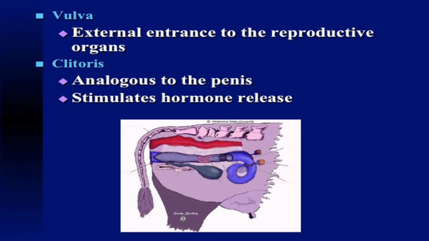The vulva is the external entrance to the reproductive tract, and then the clitoris, which is similar to the penis, and it stimulates hormone release as well in the female.